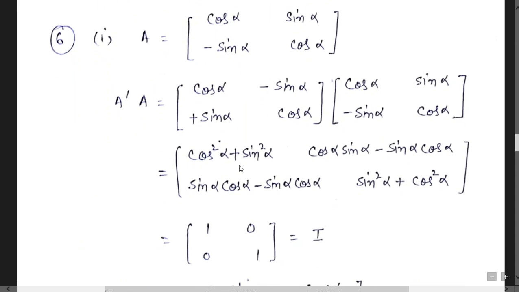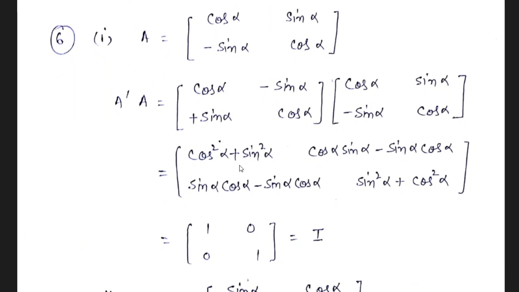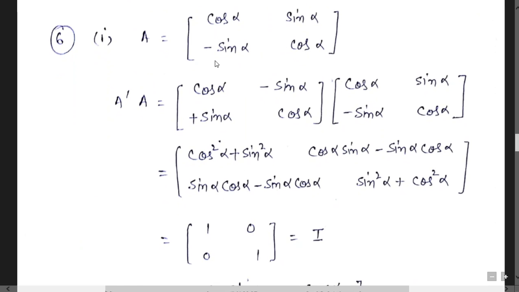Now let us start with the sixth question, first part. The value of A is given to you and you have to prove A transpose into A is equal to the identity matrix. The value of A is cos alpha, sin alpha, minus sin alpha, cos alpha. When you take the transpose, the first column is converted into first row and second column is converted into second row, and the second matrix remains as it is.